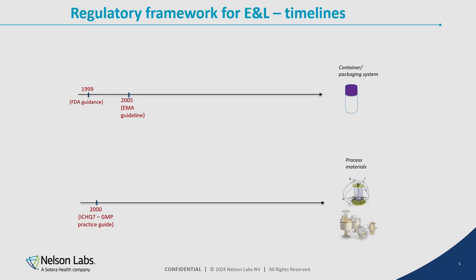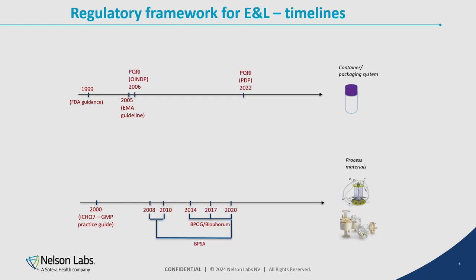With respect to regulatory documents, I just wanted to give an overview and compare the publication dates of some of the documents on container closure systems compared with the one on process materials. So the initial concern about extractables and leachables was on container closure systems because there the risk is higher. And at a later stage, there was also a lot of interest and concern with respect to the process materials. So the documents that you now see on the slide are the first documents, which say that you need to address extractables and leachables.